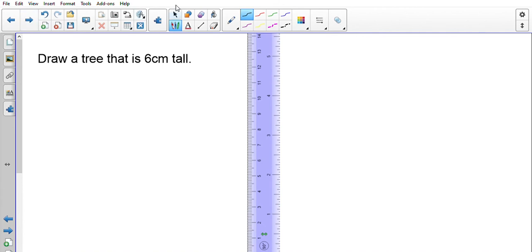Draw a tree that is 6 centimeters tall. Wow, this might be a bit tricky. So I'm going to start at 0. If I start floating, then that makes it tricky, doesn't it? So I'm going to start on 0, and I've got to stop at 6 centimeters. So I'm putting those little dots to remind me there. And it's not an art lesson, remember? So I'm just going to do my little squiggly tree top, and then the tree trunk. Tree is 6 centimeters tall.